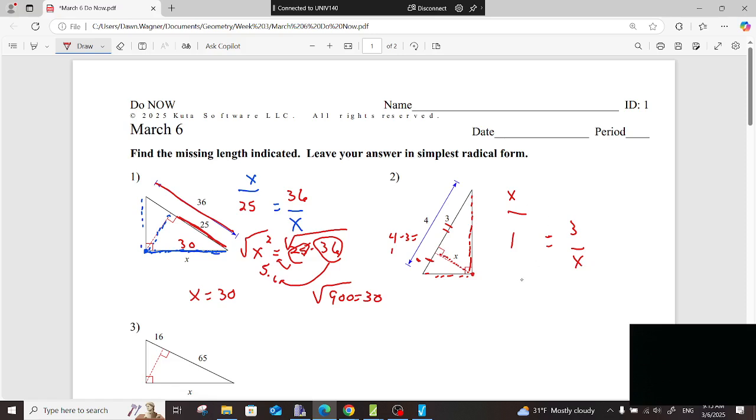So x times x is what? X squared. 1 times 3 is 3. So when I take the square root, x is just the square root of 3. And I'm just going to leave it like that. Square root of 3.